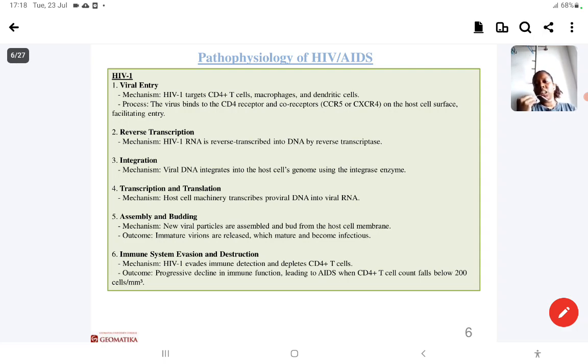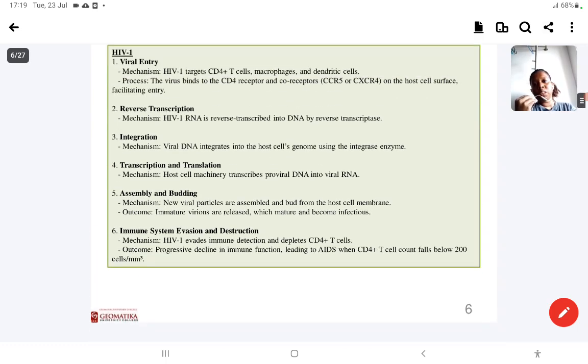The last stage is immune system invasion and destruction. The mechanism is that HIV-1 evades immune detection and depletes the CD4 plus T cells. The outcome is a progressive decline in immune function, leading to AIDS when the CD4 plus T cell count falls below 200 cells. Okay, next we move to the next slide.